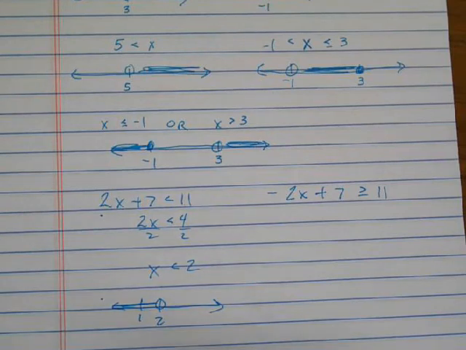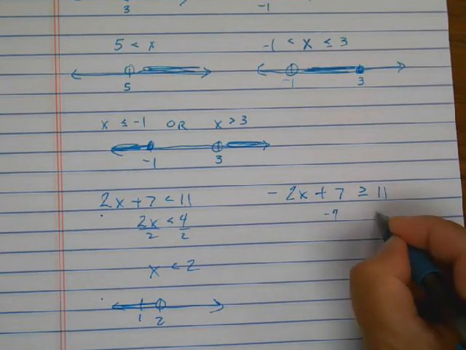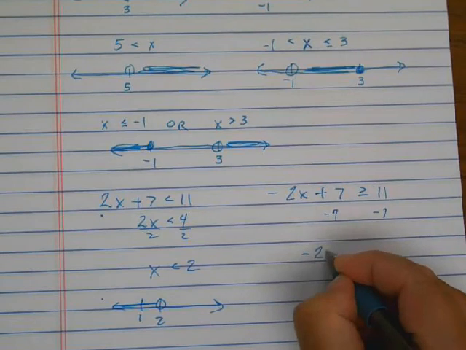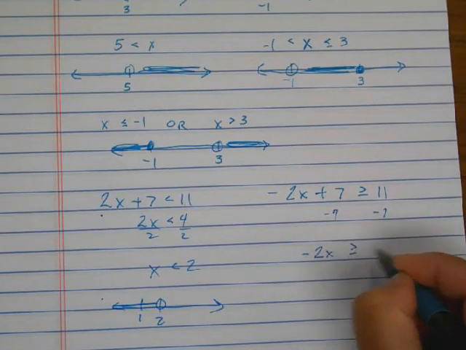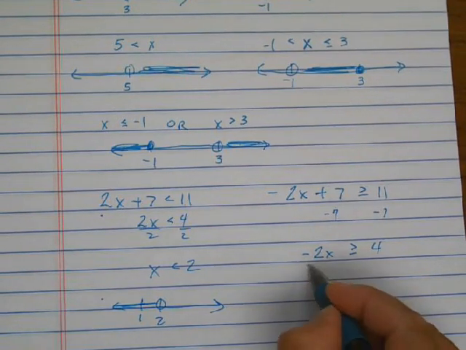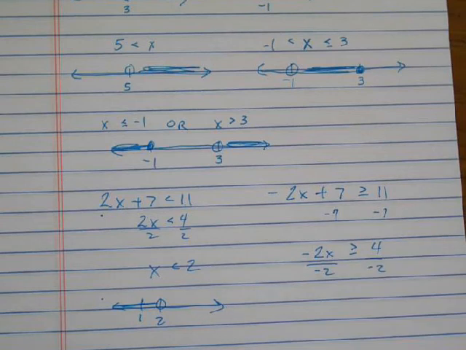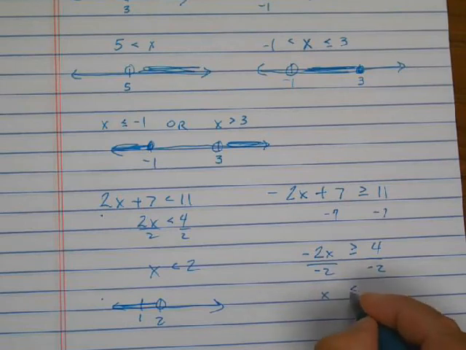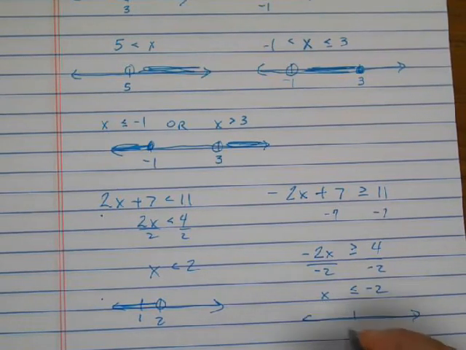Let's look up at this one. Subtract 7 from both sides. So I get negative 2x is greater than or equal to 4. And here's where I want to remind you that whenever you divide by a negative number, and you probably did some proof of this in Algebra 1, when you divide by a negative number, you have to reverse the sign. So in this case, I have negative 2, and all the numbers smaller than negative 2.